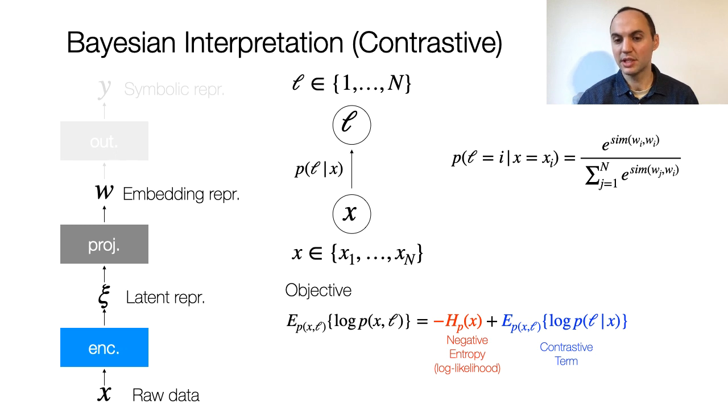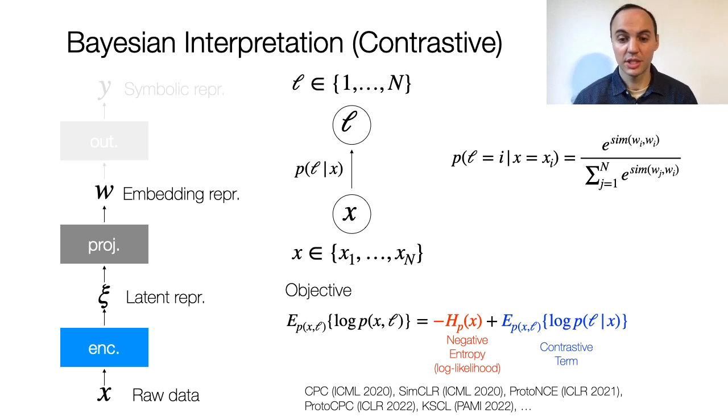The first term, the negative entropy, does not influence the learning of our model. However, the second term is the main part that is used during training. Importantly, by choosing a proper similarity function and the proper blocks for our model, the projector and encoder, we get existing objectives available nowadays in the contrastive learning literature. So we have contrastive predictive coding, SimCLR, prototypical noise contrastive estimation, prototypical contrastive predictive coding, K-shot contrastive learning, and so on.